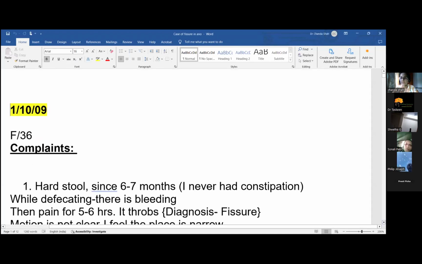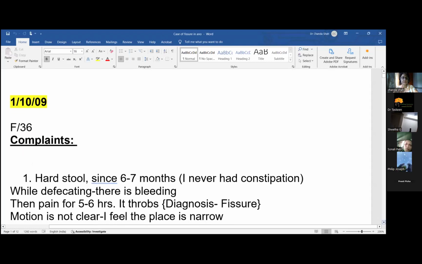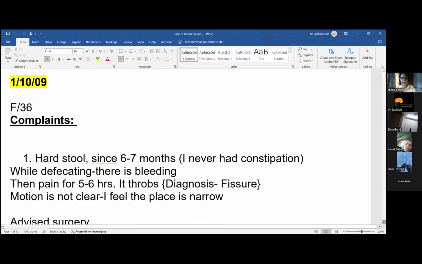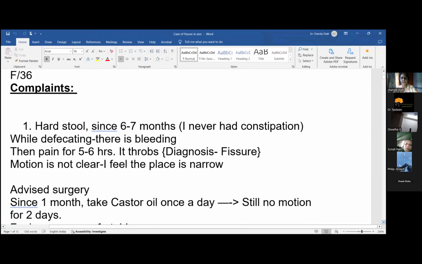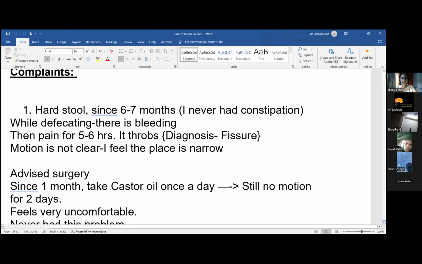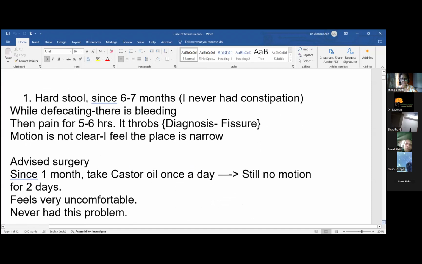Oh, this is a very old case of mine, 2009, okay? It's a female, 36 years old, and she has had hard stool for six, seven months. She never had constipation in her whole life, till she was 36, and now she's getting this constipation. So any change in bowel habit, you have to be alert, right? With passing stool, there is bleeding, and then that area pains for five, six hours. It throbs. So there's a fissure.